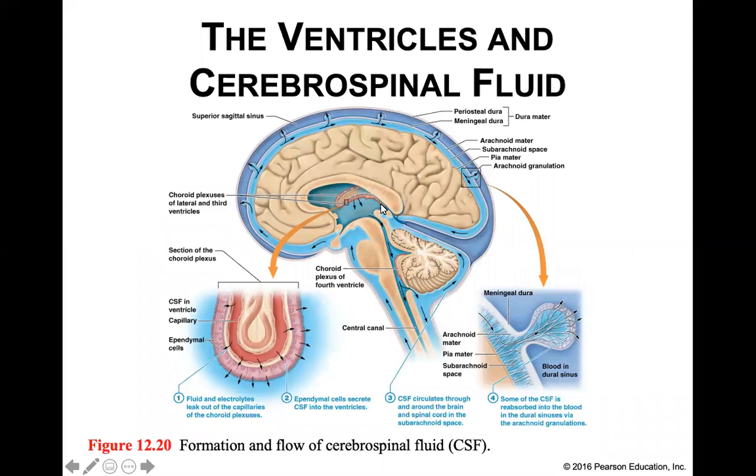And here you can see you're producing it here in the choroid plexuses, and then it starts to circulate around, and it gets reabsorbed back in through these arachnoid granulations here. But it is continuous all around the brain through all these ventricles, the subarachnoid space, and even down the central canal and the subarachnoid space of the vertebral column.